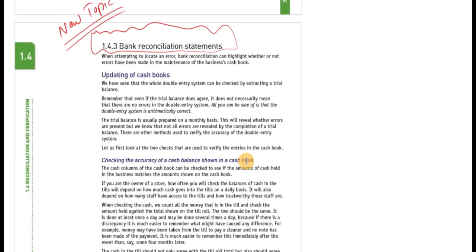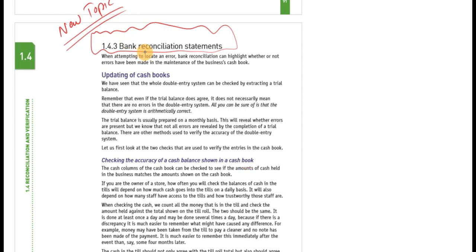In this class, we will start a new topic, that is the bank reconciliation statement. What is the purpose of the bank reconciliation statement? The purpose is to reconcile the difference between the cash book balance, which is the business's record of its bank account, and the bank statement balance, which is the bank's record of the bank account of that particular business.